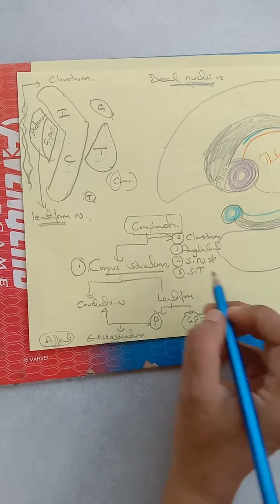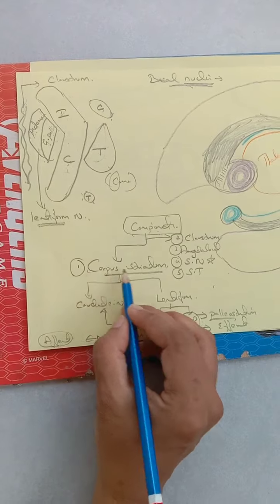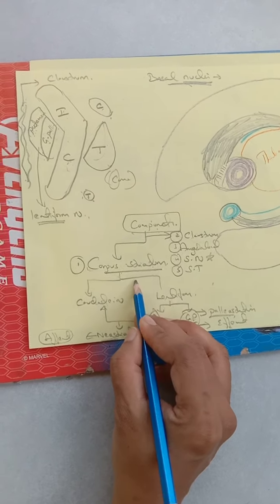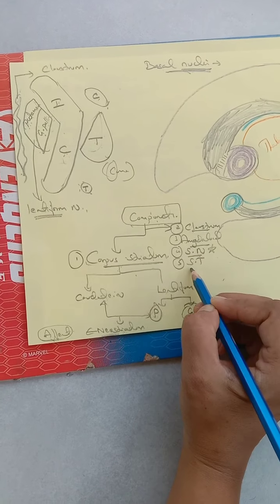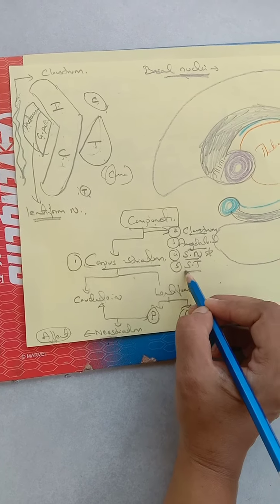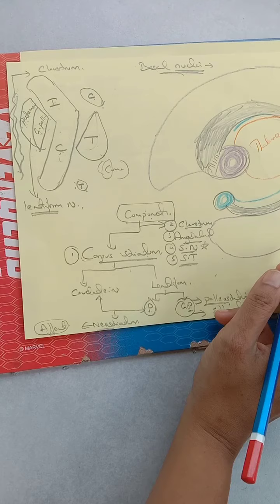So what are the components of basal nuclei? Mainly we have the corpus striatum and its parts. Then we have claustrum, amygdaloid body, substantia nigra of the midbrain, you remember, and subthalamic nucleus.